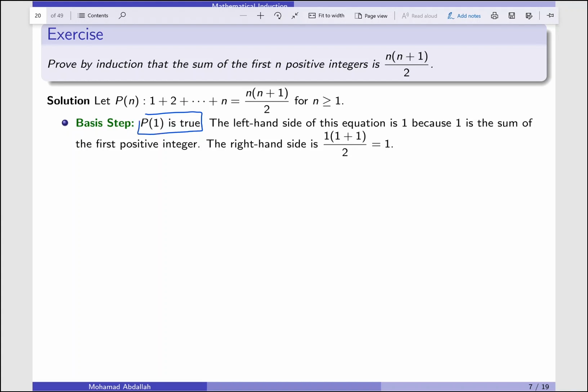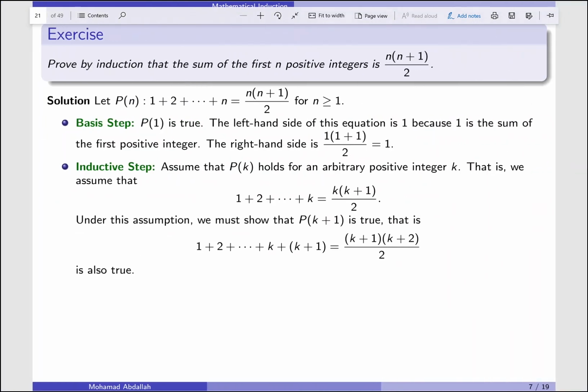Now the reason why P of 1 is true, because if you replace 1 on the left hand side, then the sum is going to carry only one number, which is 1. And the right hand side is going to be what? 1 times 1 plus 1 over 2, which is 1 as well. We showed this. This is true also. We verified P of 2, P of 3, but that's not necessary. Only proving that the first domino is going to fall, that the first statement is true, is enough. Now comes the inductive step.